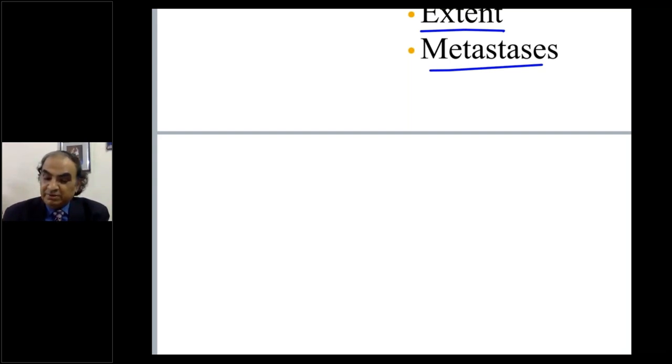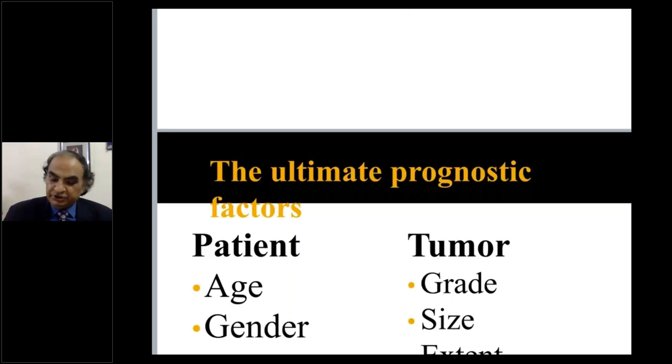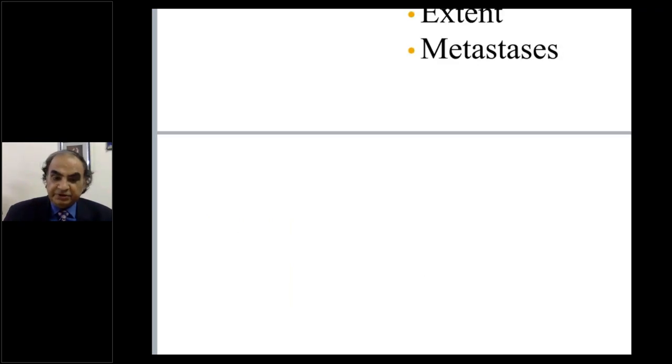Now, please don't get me wrong. It is not that there are no other factors, but if you are asked a question, which are the ultimate prognostic factors in the outcome of a patient with thyroid disorders, especially thyroid nodule, patient-related factors are age, gender. Tumor-related factors are grade, size, and extent. And of course, the surgeon, which is also an important risk factor.